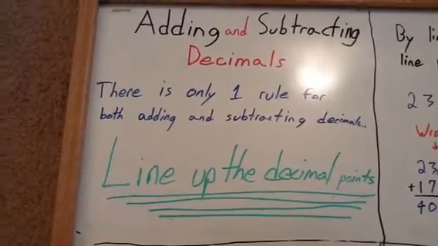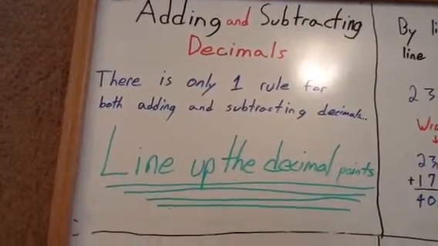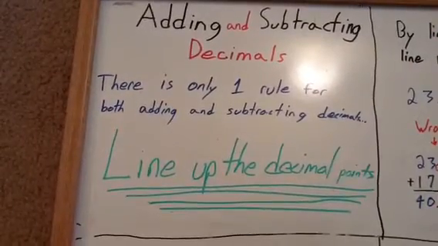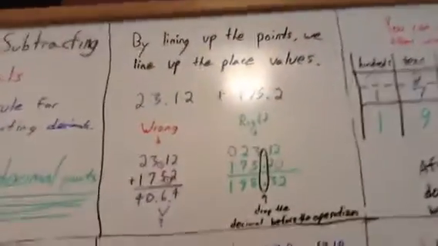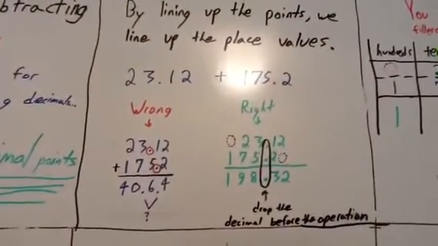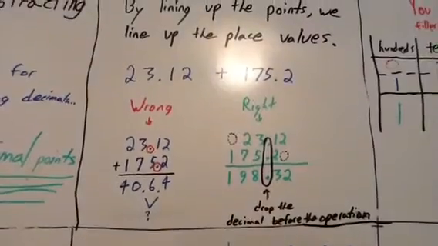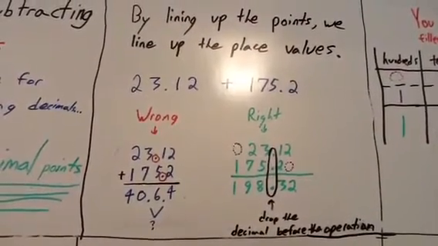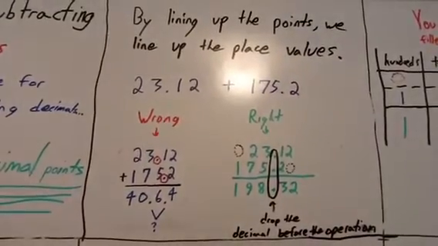Today we're going to talk about adding and subtracting decimals. There's only one rule for both adding and subtracting decimals, and that's line up the decimal points. Most of the time when you see an addition or subtraction problem with decimals, you'll see it lined up, like the first set of numbers I have there in blue, 23 and 12 hundredths plus 175 and 2 tenths.